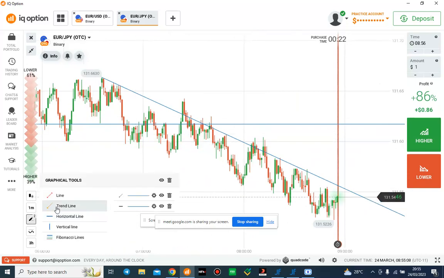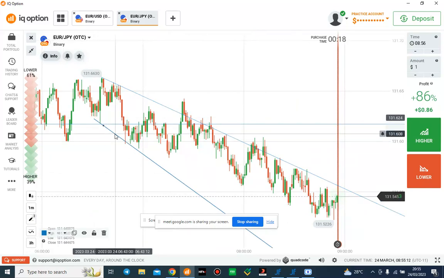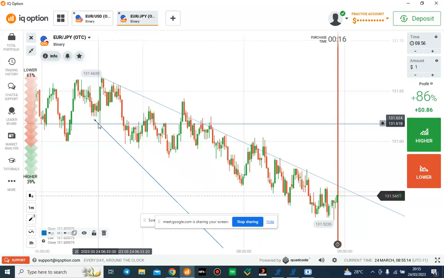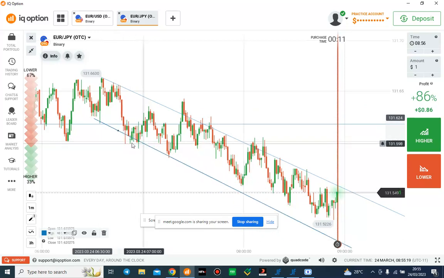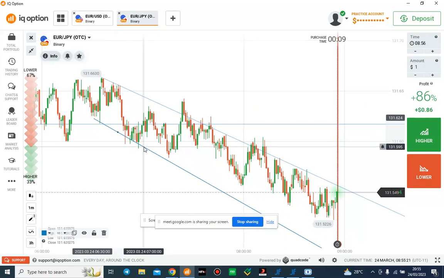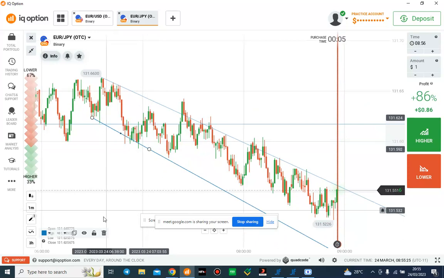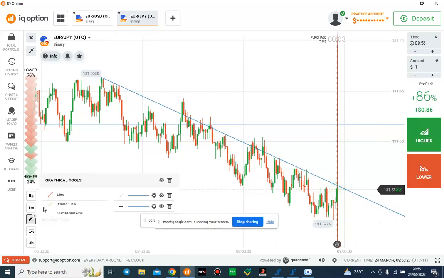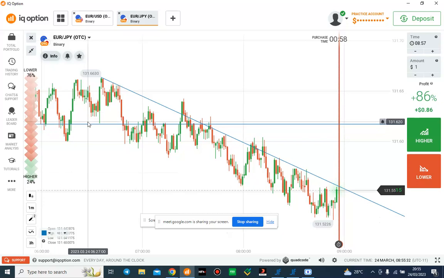Some of you might be asking this question: should I draw the trend line like this, connecting the low from here to this level, or should I draw it like this? Or like this? But make sure that the trend line touches as many levels as possible. So what I'm going to do is draw it like this.